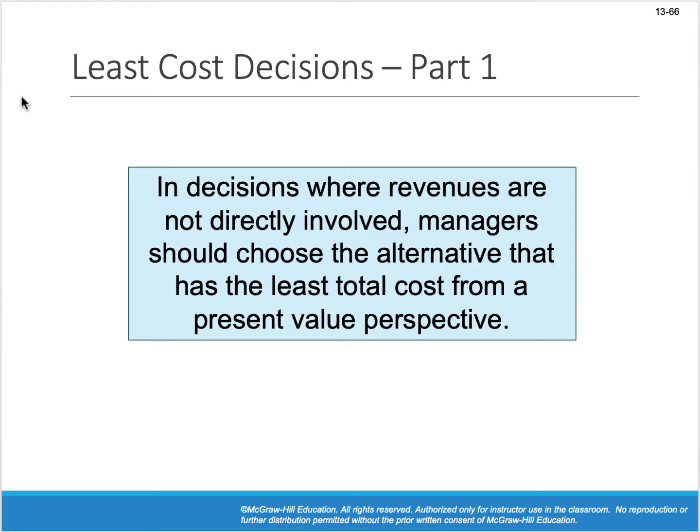Okay, so when we're deciding where revenues are not directly involved, what do we do? Well, we should always choose the alternative that obviously has the least total cost from the present value perspective. What in the world does that mean? Well, let's look at an example.